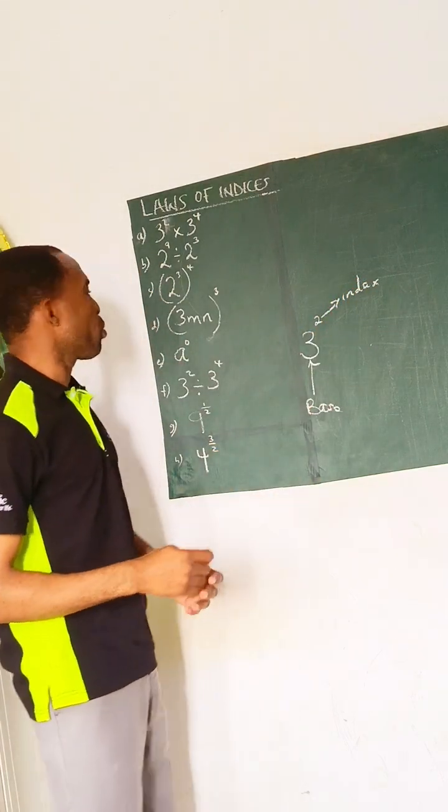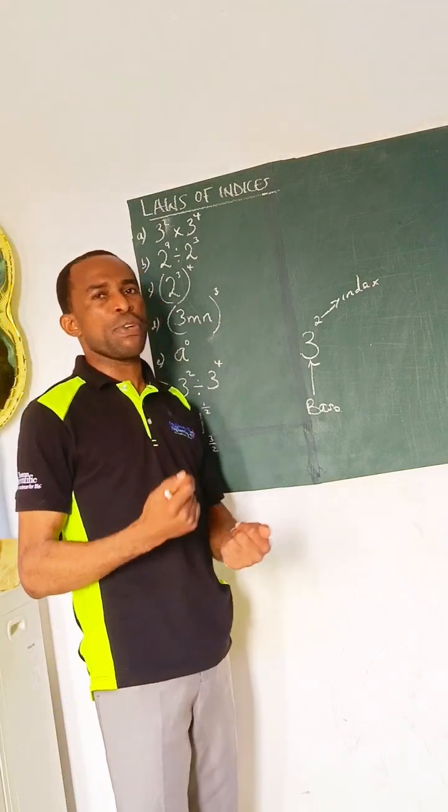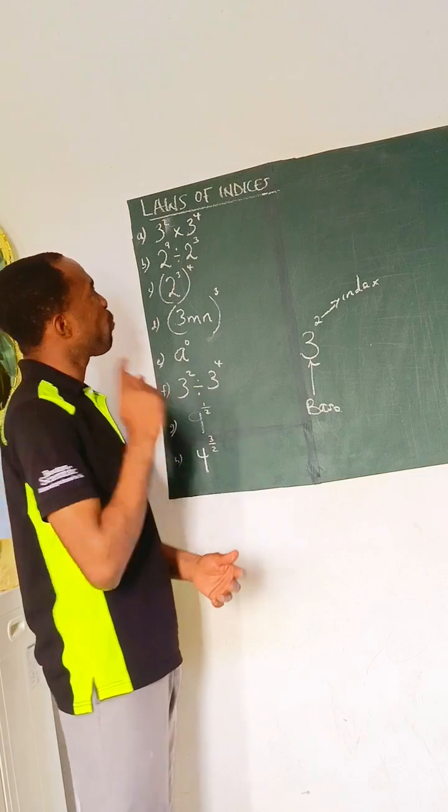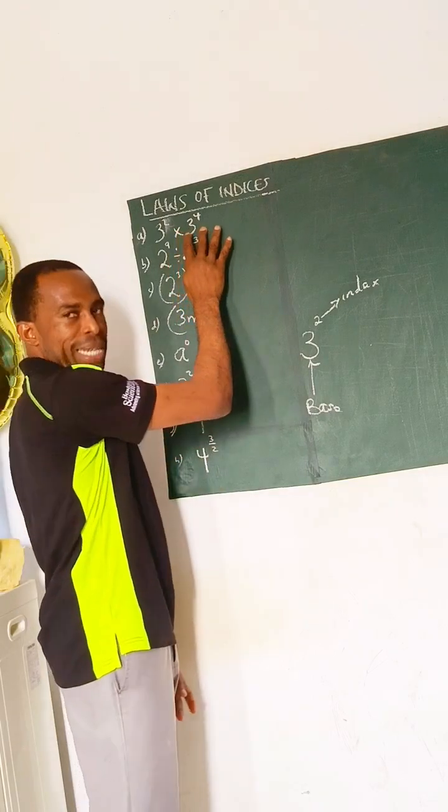I'm going to introduce you to 9 laws of indices. This forms the foundation of your understanding of indices. 9 laws. The first is called the multiplication law.